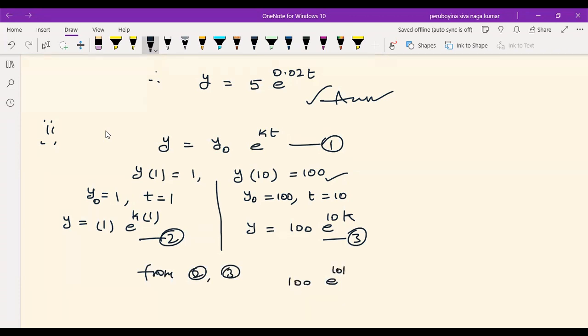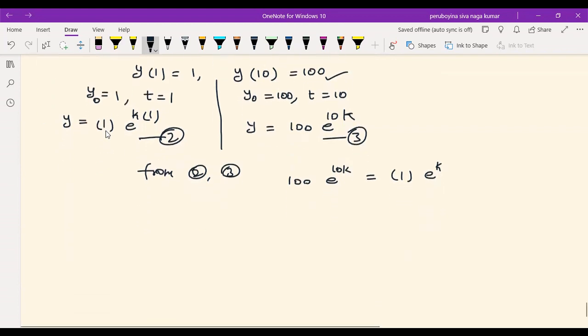From 2 by 3, you can equate these values. 100 into e power 10k is equal to 1 into e power k. Okay. So therefore, this will be e power 9k is equal to 1 by 100. Fine. E power 9k is equal to 100. So 9k is equal to 100 or what?